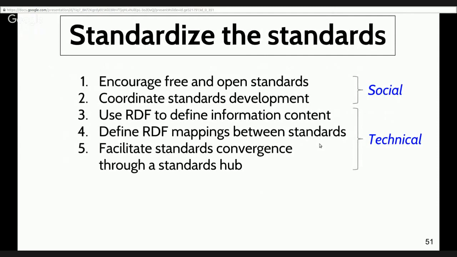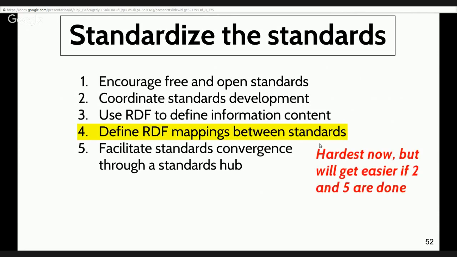Okay, so these are the 5 steps of standardizing the standards. I want to call out a couple of points on these. One is that number 4 here is the hardest of these. Defining those mappings between standards, that's hard. It's the hardest now, but as we make more progress on 2 and 5 in particular, it'll get easier and easier as we get farther along. In some sense, it's like trying to untie a very tight and complicated knot: the more you loosen a little bit, the more it loosens other parts that you can loosen more, and eventually you can get the whole thing apart.